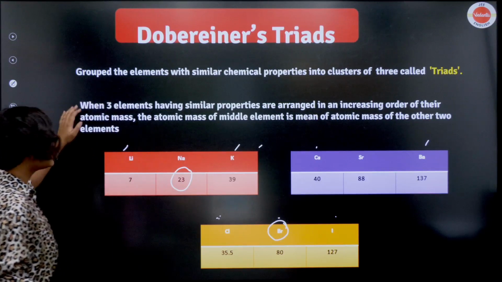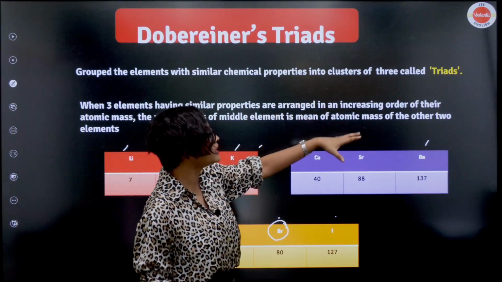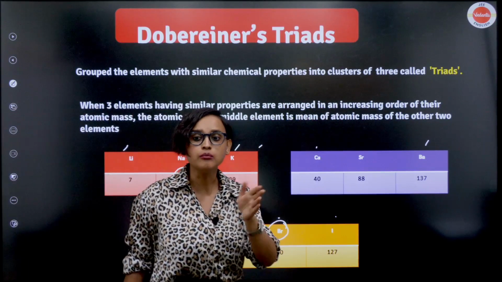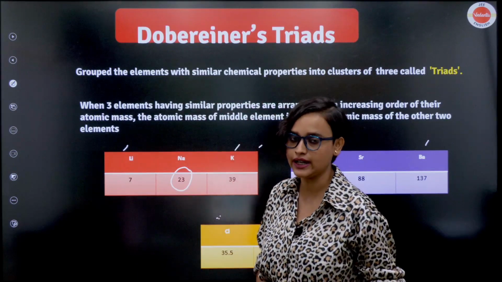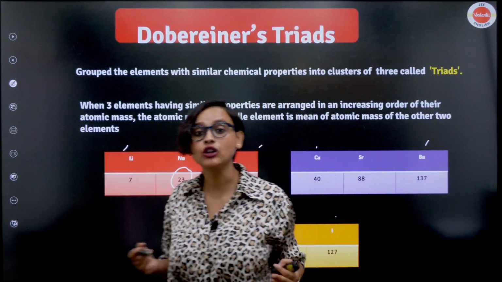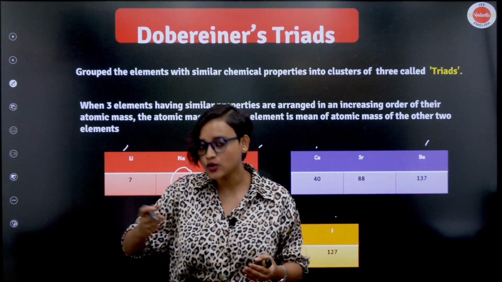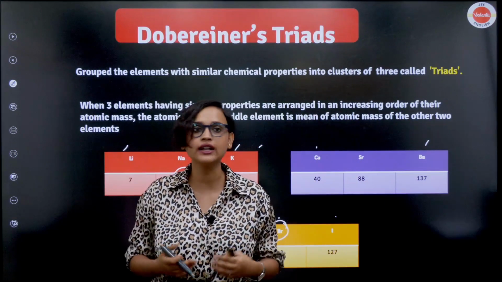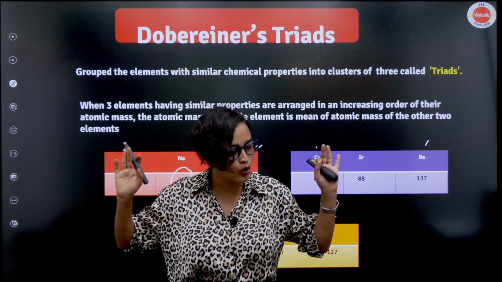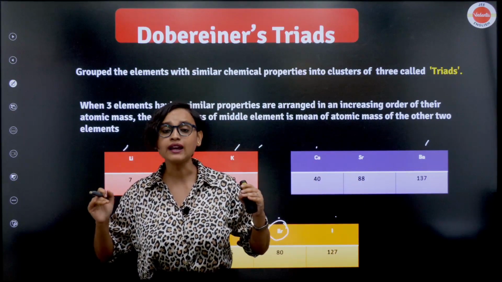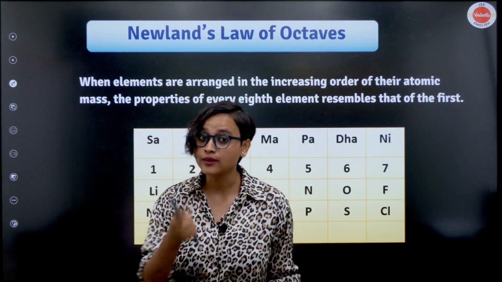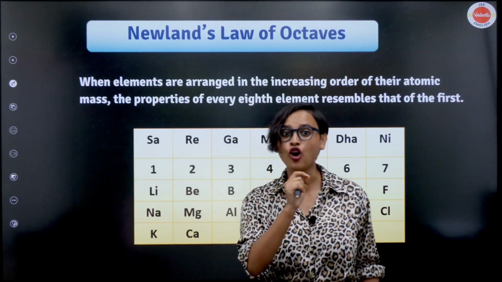So when three elements having similar properties were arranged in increasing order of their atomic mass, the atomic mass of the middle element is usually the mean of the atomic masses of the other two elements. That's what we see. But it did not hold good for all elements. When he went to the heavier elements, he always found some deviation, and that's when he had to take a step back. So he left it. Now there was another person, Newlands, with the law of octaves.